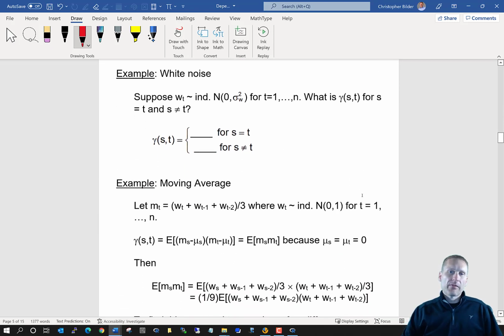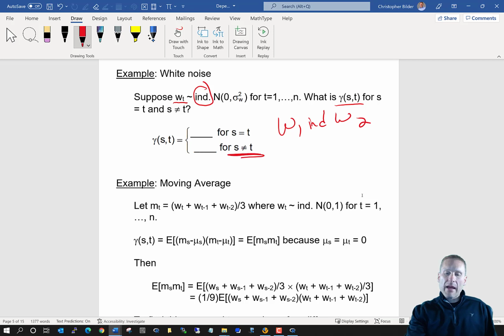Okay, so let's take a look at an example. Let's talk about white noise once again. Let W sub t be independent, identically distributed with mean 0 and variance sigma squared W. You don't have to have the normal distribution for this part, but suppose it does. Well, what is gamma of s, t? In this setting, because of independence, each of the W sub t's are independent. For example, W1 is independent of W2. So when the subscripts do not match for the two random variables you're looking at, the corresponding autocovariance function would be equal to 0.